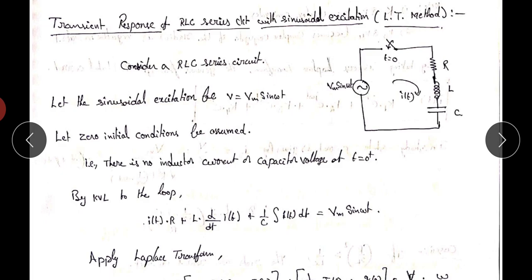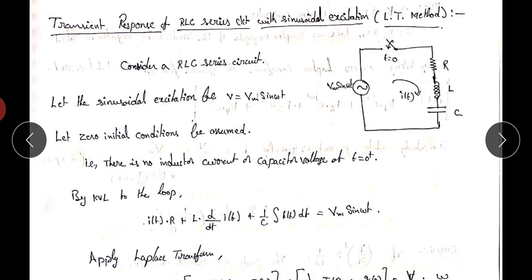So from t equals minus infinity to t equals 0 minus, the switch is in the open position, so the supply is not connected to the circuit. Next, from t equals 0 plus to t equals infinity, the switch is in the closed position, and the supply is connected to the circuit. So now we have to find the i of t expression from t equals 0 plus to infinity. So draw the circuit from t equals 0 plus to infinity. From 0 plus to infinity, the switch is in the closed position, here a short circuit.